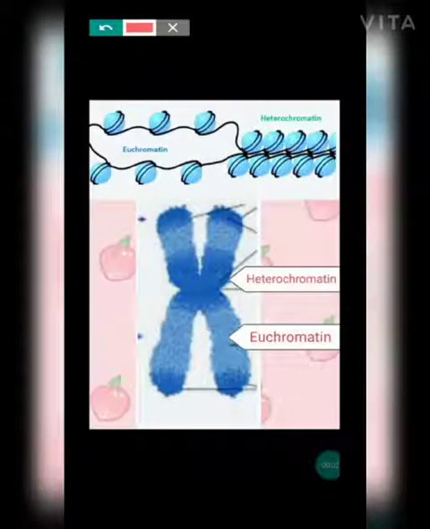Here we can see heterochromatin and euchromatin. So in heterochromatin, DNA is tightly bound to protein, so it is in a condensed form, and it stains deeply. Then in the case of euchromatin, it is a loose chromatin structure. DNA is unfolded, so it stains lightly.